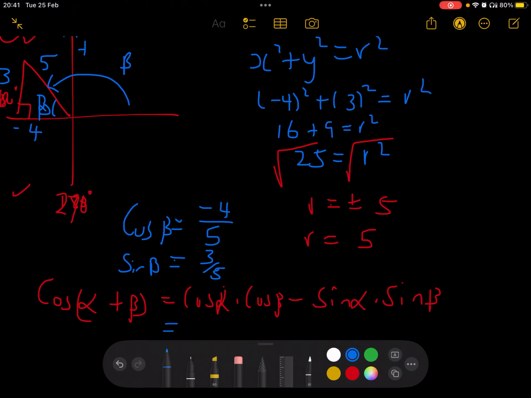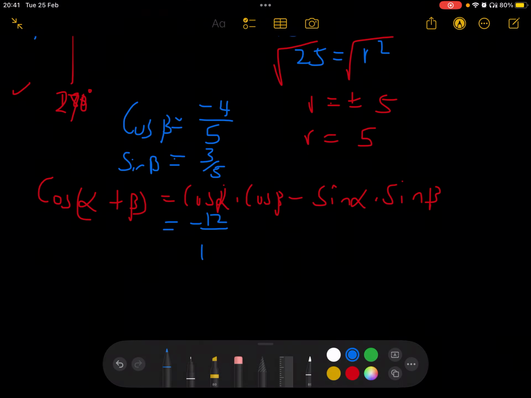Cos of alpha was from the previous question, and it was minus 12 over 13, multiplied by cos of beta, which is minus 4 over 5, minus sine of alpha, which was the first one we had, 5 over 13, multiplied by 3 over 5. Now, these two are going to divide each other, or let's not divide them. Let's just do mathematics.